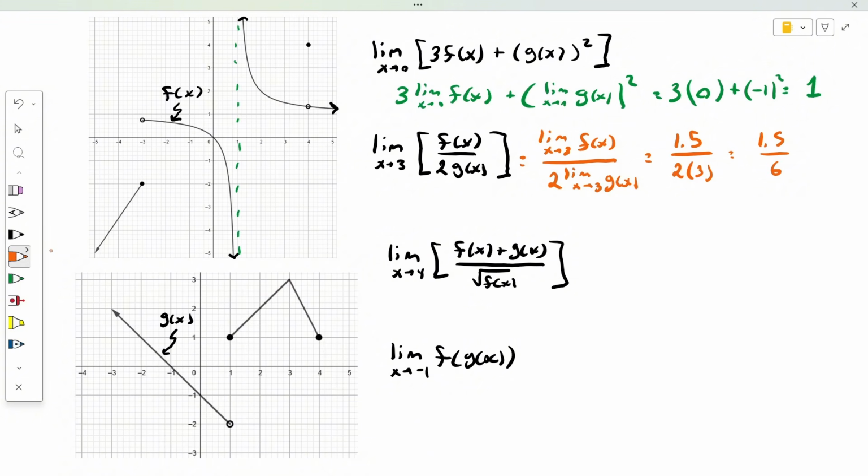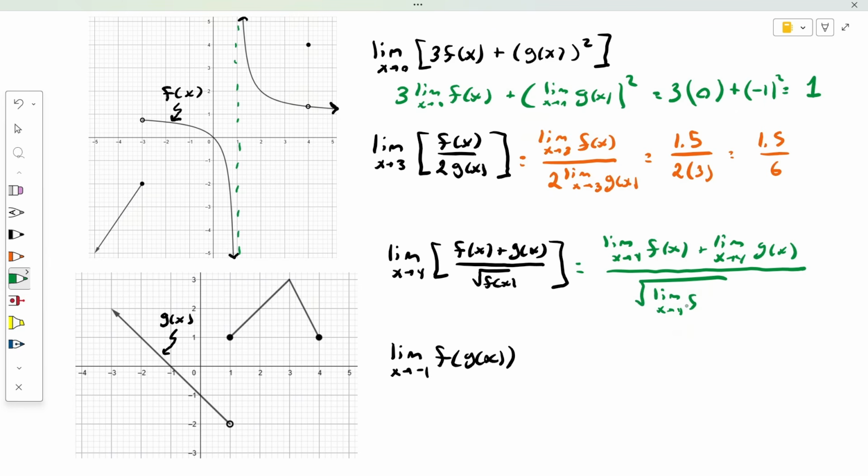In this example, we have this limit of this quotient with a sum and a root. And so in the same way, we can go ahead and use all the properties at once. So we can take the limit of the top, which if we use the sum and difference rule, we can break up the limit of f of x and g of x as x approaches 4. Okay, and then on the bottom, we have the square root of the limit as x approaches 4 of f of x.